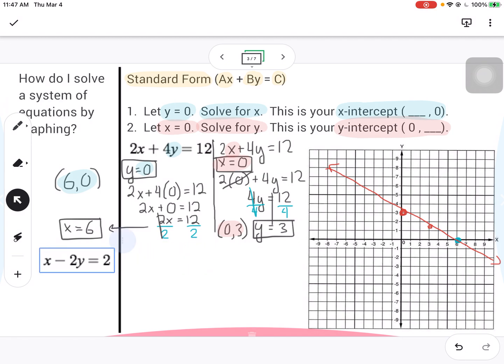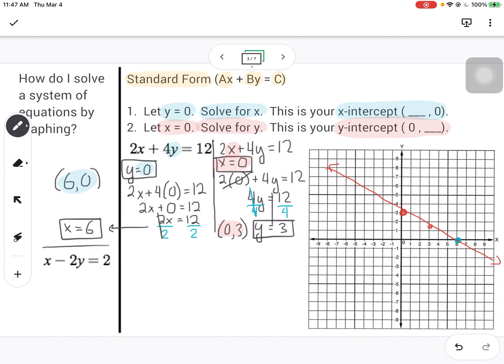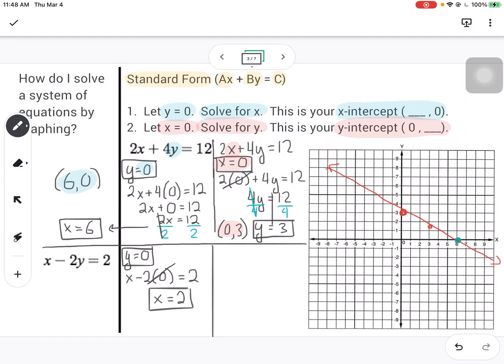So I'm going to put it over here so we have space. First, we're going to say y equals 0. So instead of y, I'm going to plug in 0. 2 times 0 is 0. So we just get x equals 2. So our first point is 2, 0.